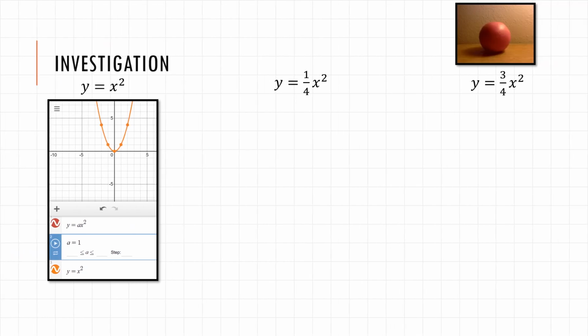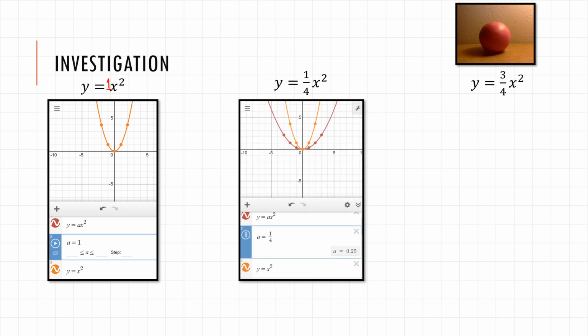Continuing our investigation, let's now look at what happens when we take that value of a, again starting at 1, and make it smaller. This is 1 over 4, and this is 3 over 4. Again, in red is ax squared. Here we see it when the value of a is 0.25, or 1 over 4.